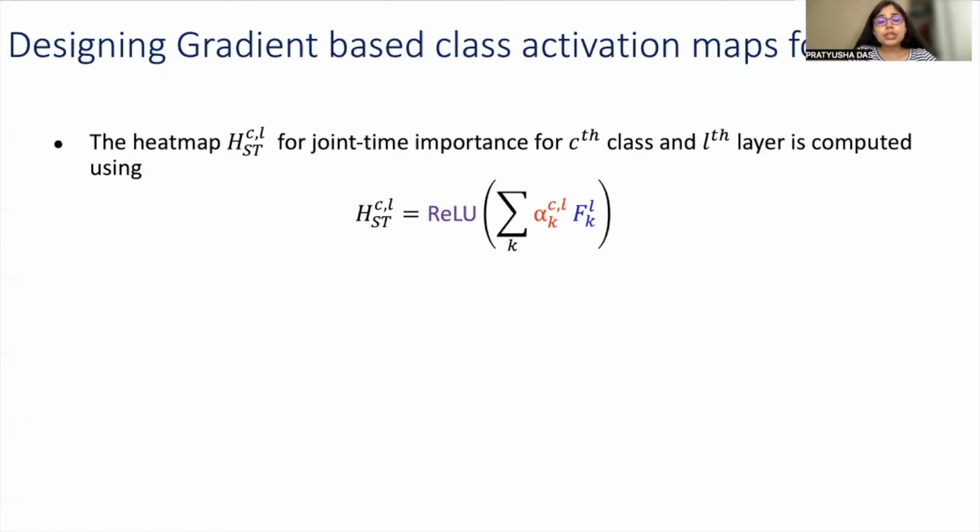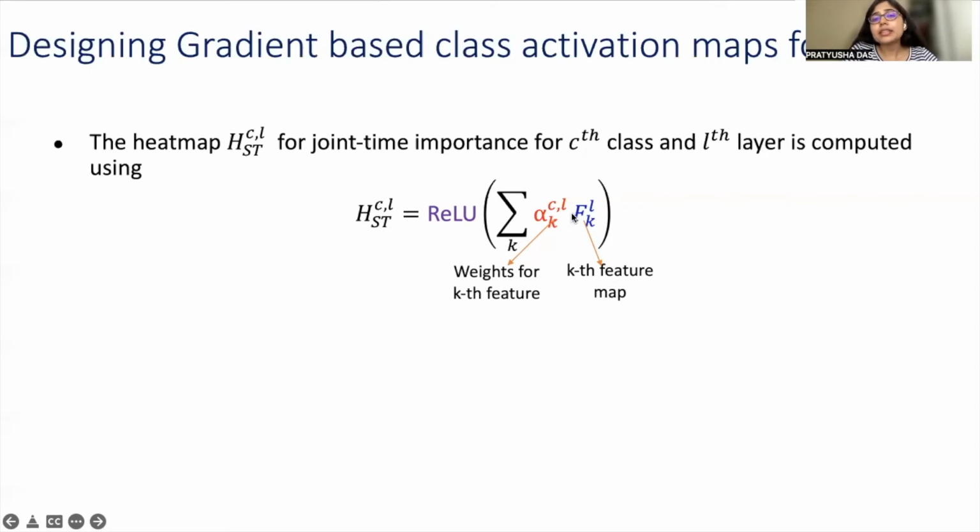So to create the joint time importance map, we use this equation. Now let's try to understand this equation. Here F^k_l is the kth filter, the kth feature map at the lth layer, and we take a weighted average of all these filters, and then we apply ReLU to get the joint time importance map.